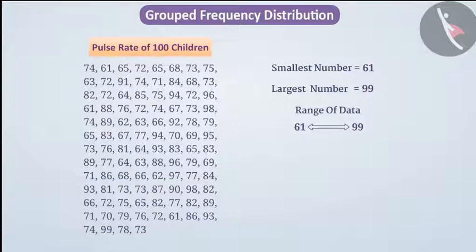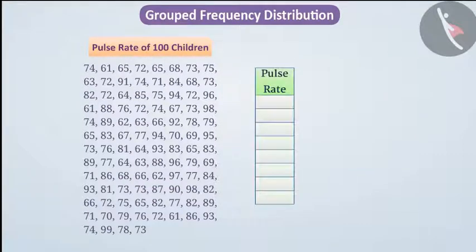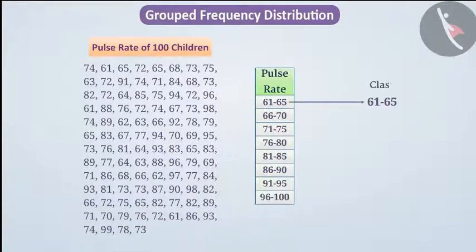So we will condense the data into groups in such a way that the numbers greater than or equal to 61 and less than or equal to 99 are included in them. Here we can make groups like 61 to 65, 66 to 70, 71 to 75, etc. We call each such group a class or class interval.